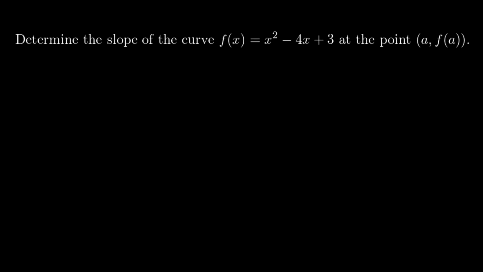Okay, determine the slope of the curve f of x equals x squared minus 4x plus 3 at the point A, f of A. So this is, I guess, the next step in difficulty in our intro to calculus. We're not given an exact point of tangency anymore. We're just given any point that's on our curve.